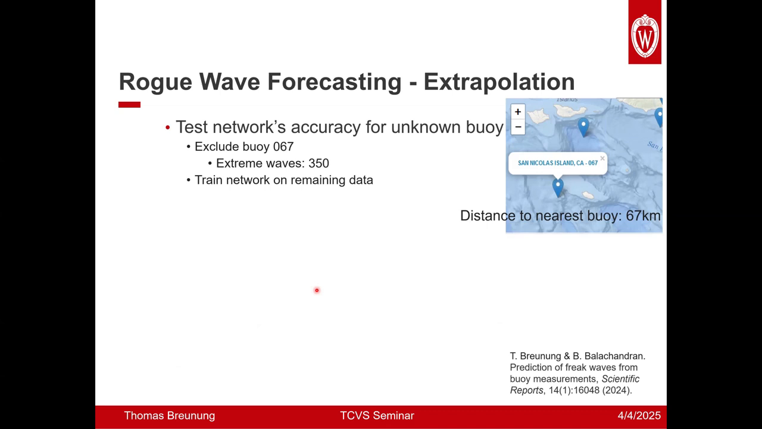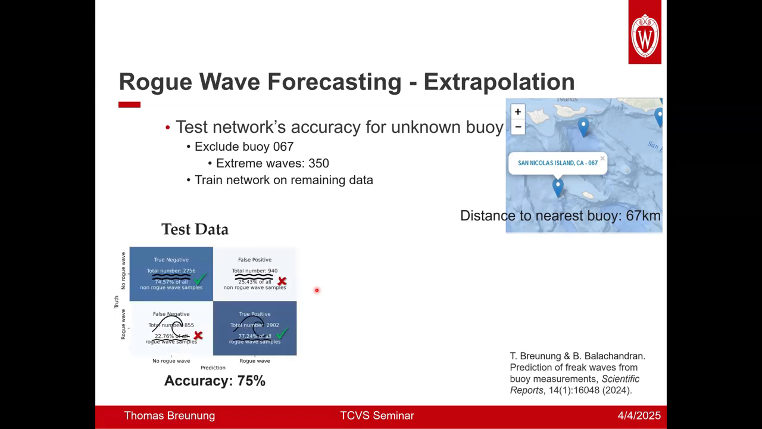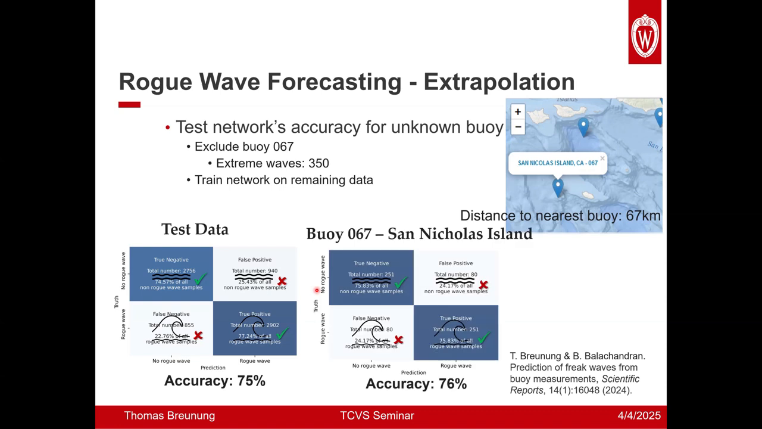And this buoy, you see, over its whole time span has observed 350 rogue waves. We exclude this whole data set from all the data we use for training of the neural network. On the remaining buoys, for the testing data, we have the accuracy of 75%. That is what I talked about on the previous slide. Now, if we evaluate the network on the unseen buoy data, we again observe an accuracy of about 75%.